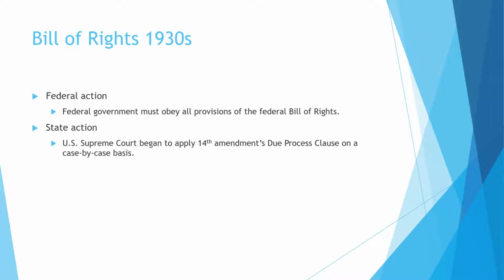In the 1930s, we have some significant developments. Federal action, same old story. The federal government must obey all provisions of the Federal Bill of Rights. But in state action, the U.S. Supreme Court began to apply the 14th Amendment's protections on a case-by-case basis. So what they would do is, as these cases started to come out, especially out of the South, oftentimes they involved racism. And I mean, some of these were terrible violations.